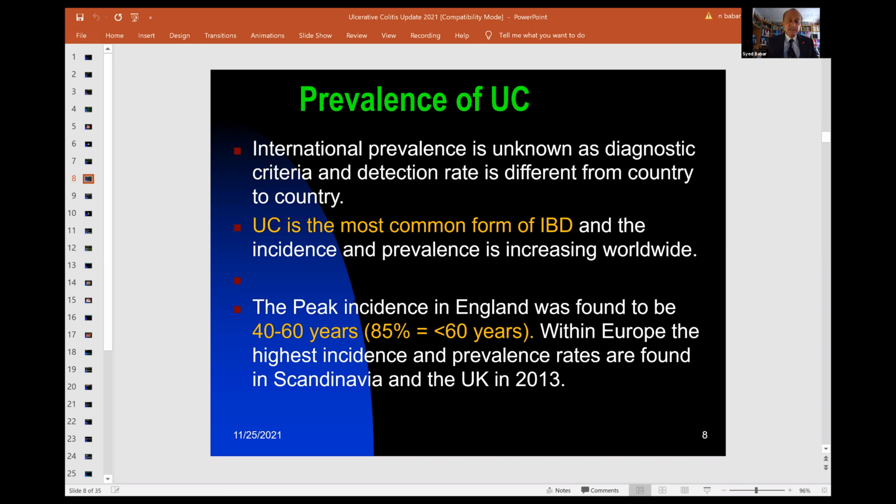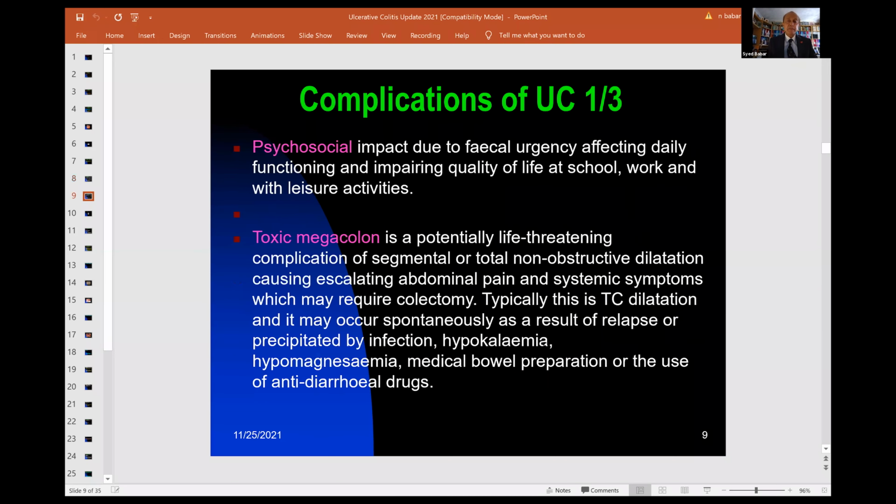The peak incidence was reported by the Office of National Statistics as 85% of people who suffer are under the age of 60 years, and the peak band is 40 to 60. In the context of Europe, Scandinavia, which comprises Denmark, Norway, and Sweden, has the highest incidence, followed by the UK, and this was measured in 2013.